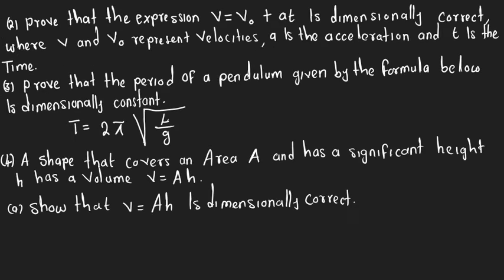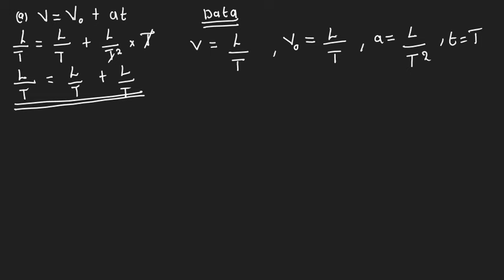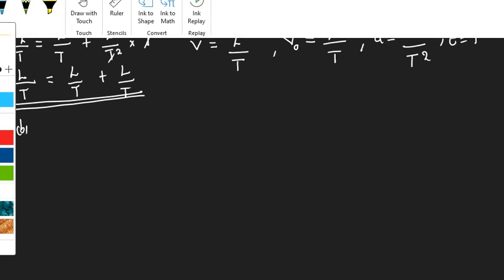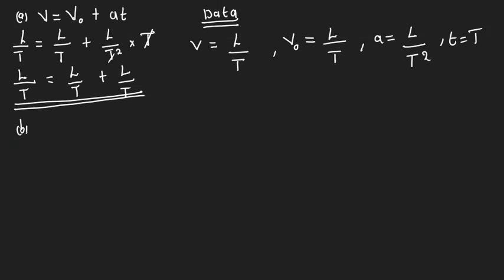Let's come to the second question. They're saying prove that the period of a pendulum given by the formula below is dimensionally correct. So we have been given the second question, which I can copy, and I'm going to use another pen. This one is saying that the period t is equal to 2 pi, then the square root of L over G.